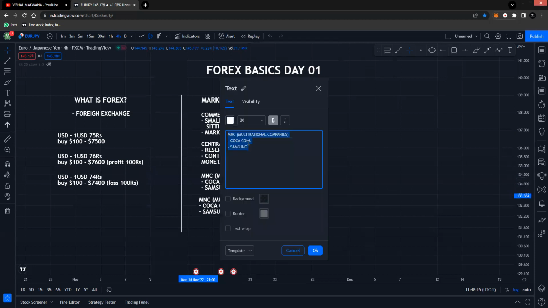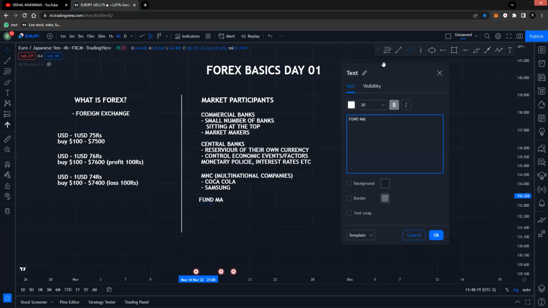Now, the fourth one are the fund managers, right? Fund managers like hedge funds, or you can say brokers, right? These are the fund managers. Now, these fund managers, they also manipulate the market, right? They manipulate the rates, they manipulate the spreads, right? Spreads, that means the commissions, right? For example, let's talk about any of the brokers.